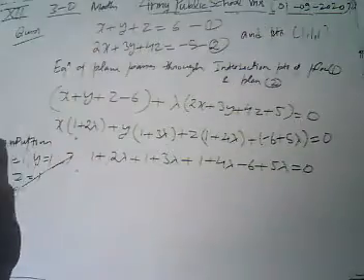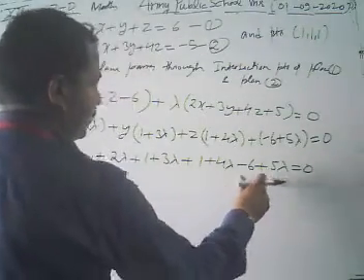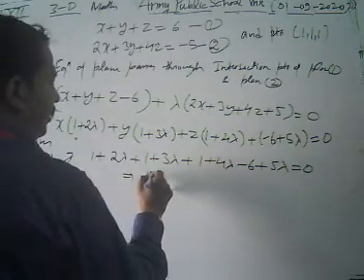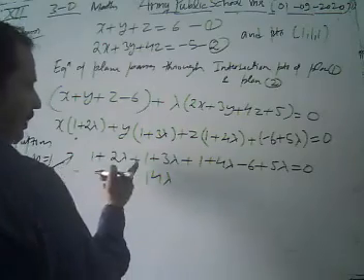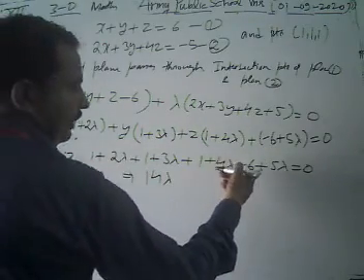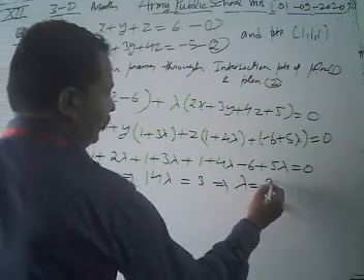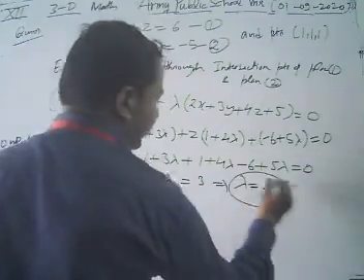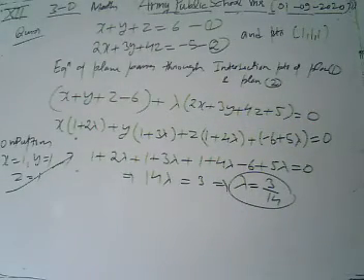Now from here we are going to find the value of lambda. Adding, we have 14 lambda equal to 6 minus 3, which is 3. From here we get the value of lambda as 3 by 14.